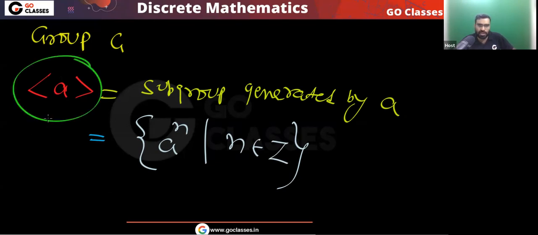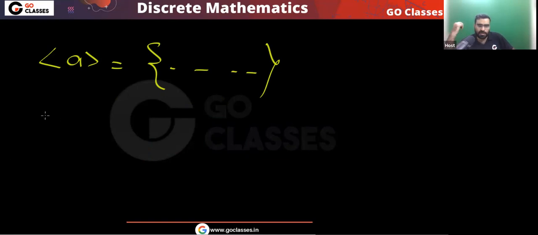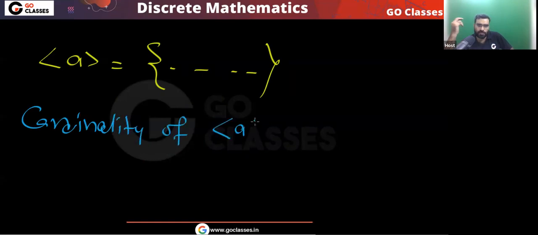So this means the set of elements that A can generate. Now you tell me one more thing. Here, what is the cardinality of this set? The cardinality of the subgroup generated by A means how many elements A can generate.